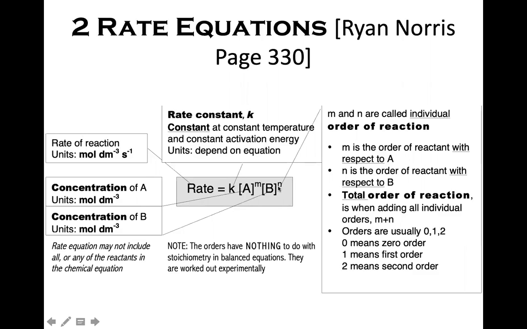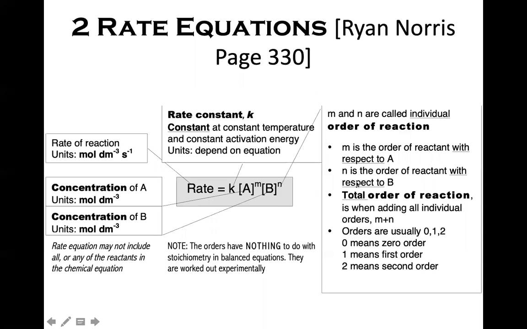So how do we find the orders? We cannot find the number of the order from the equation. You actually have to carry out the experiments. You need experimental data to determine if the reaction is zero, first or second order with respect to a particular species. The next one is total order of reaction.